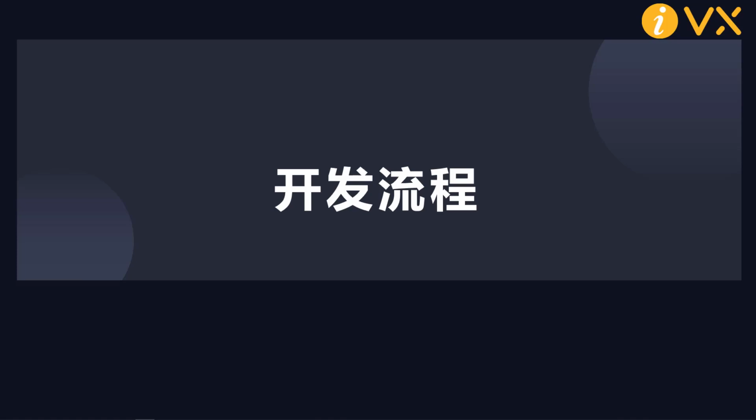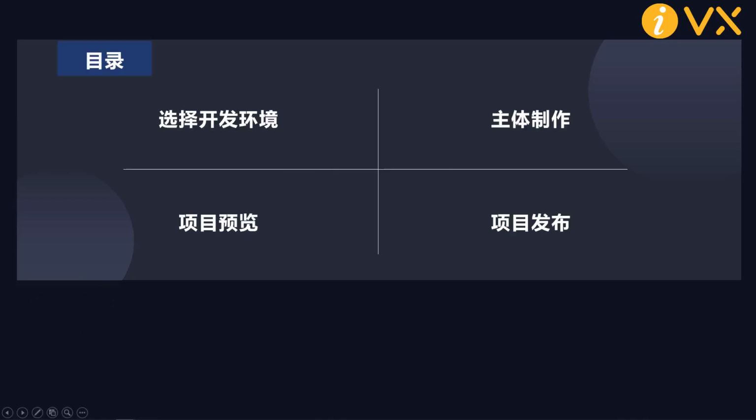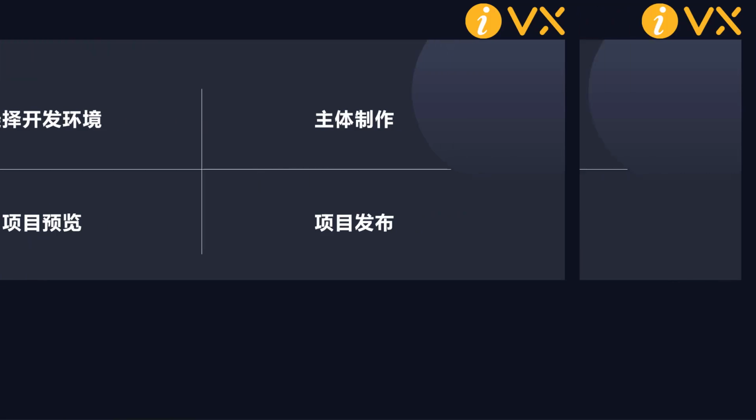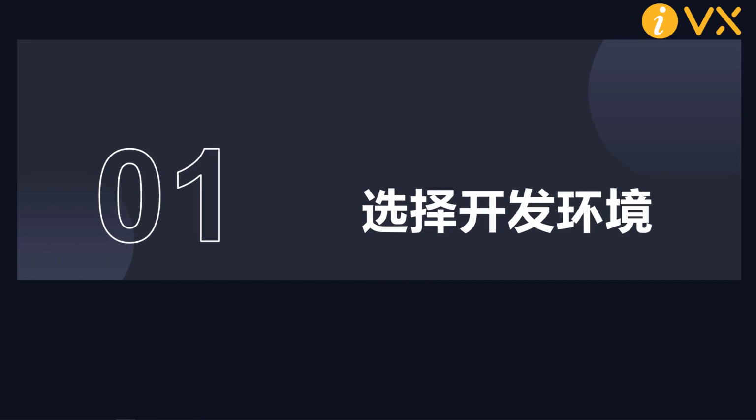Our development process is mainly divided into the following 4 steps. The first step is to select a suitable development environment, then make the main body, and cooperate with our project preview. If we find that the whole project has no problem at all, then we will launch the project. First, let's choose a development environment.